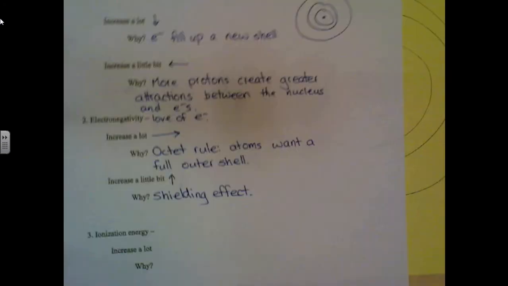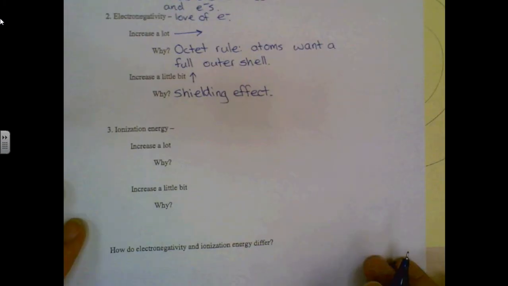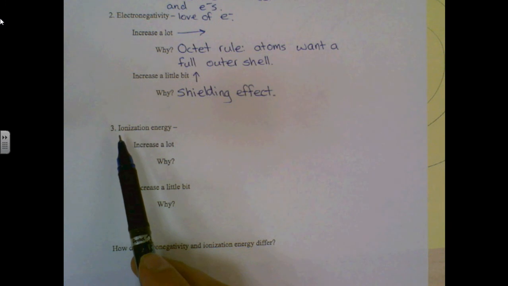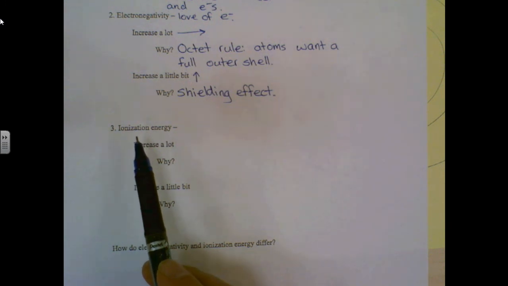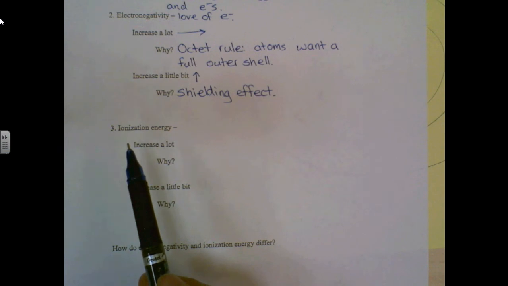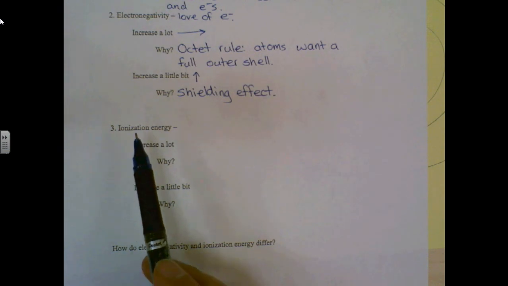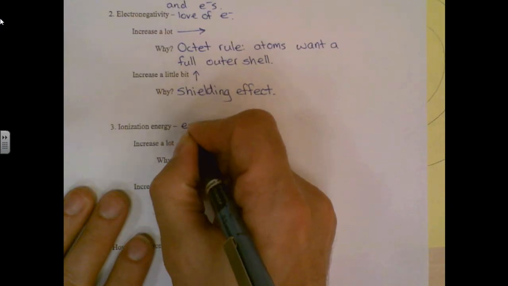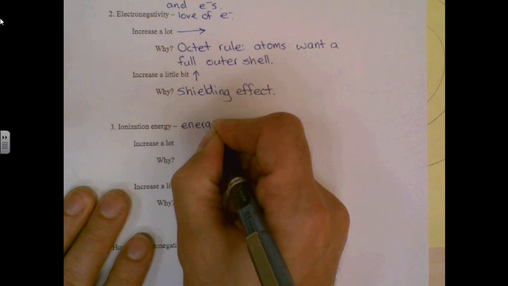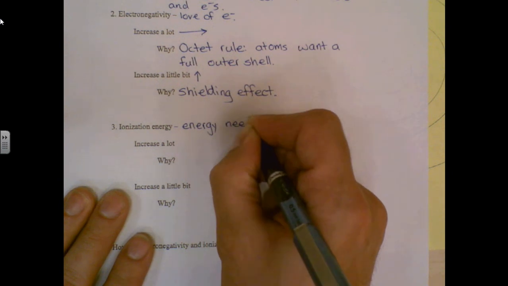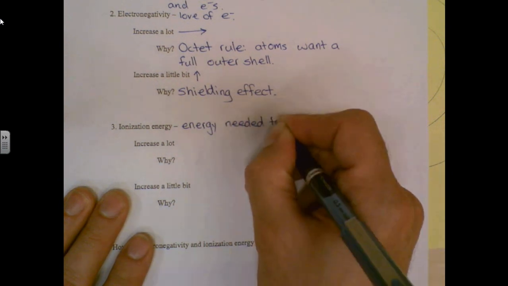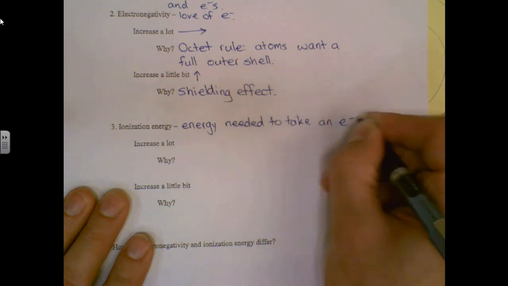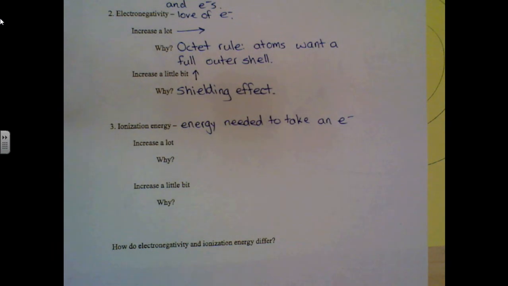The last trend, guys, is ionization energy. Break it down. Ion means atom with a charge. To ionize something means to give it a charge. One way to do that is you can steal an electron, and then you leave it with a positive charge. So ionization energy means the amount of energy needed to steal an electron. How much energy does it take to take an electron from an atom?